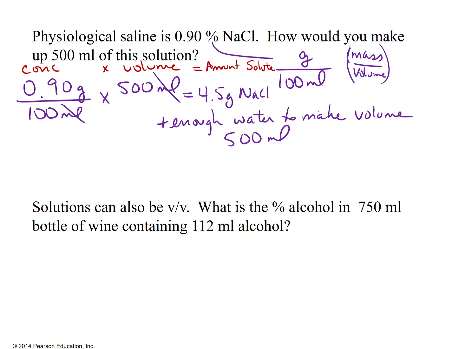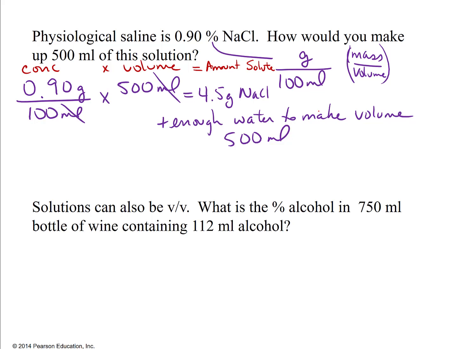So the percent solutions can also be volume to volume. If your solute is a liquid and it's mixed into a solvent that's a liquid, you can have a volume to volume solution. The one above is sodium chloride. So sodium chloride's a solid. So that's where the gram amount would be mixed into a volume of the solution. So in this one, what is the percent alcohol in a 750 mL bottle of wine that contains 112 milliliters of alcohol?